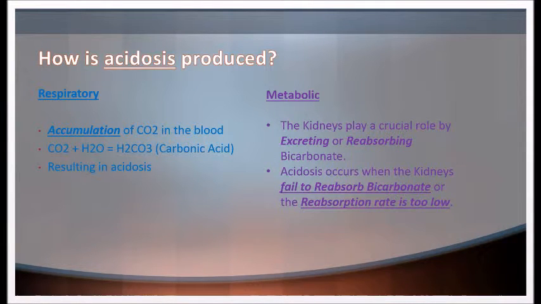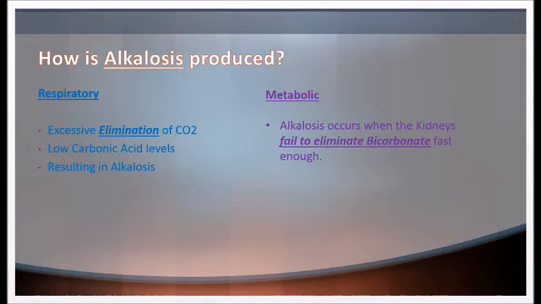So that's one of the ways that the body tries to manage acid and base balances. And on the other hand, how is alkalosis produced? How are bases produced? On the respiratory side, it could be due to the excessive elimination of CO2, such as hyperventilation, when the patient is breathing too fast and too shallow. Patients are blowing out all their CO2 and they start to feel very, very anxious.